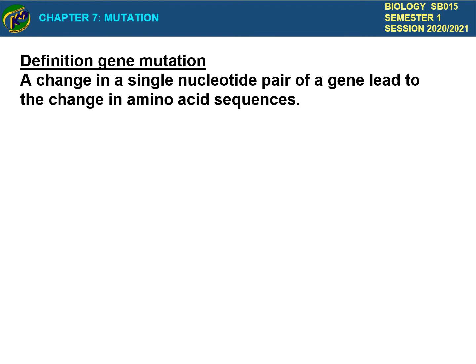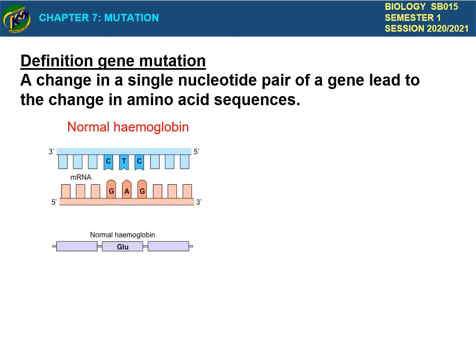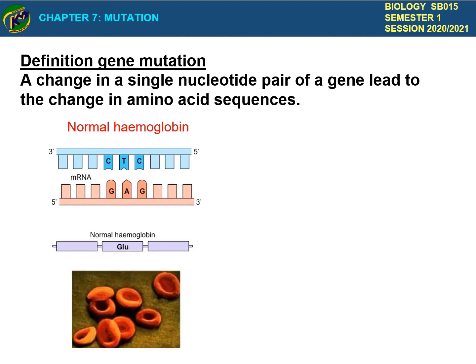Gene mutation is a change in a single nucleotide pair of a gene, leading to the change in amino acid sequences. For example, for normal hemoglobin, one of the base triplets is CTC. During transcription, this base triplet will be transcribed to codon GAG. GAG encodes for amino acid glutamine. Therefore, the shape of the red blood cell is normal, which is biconcave shape.